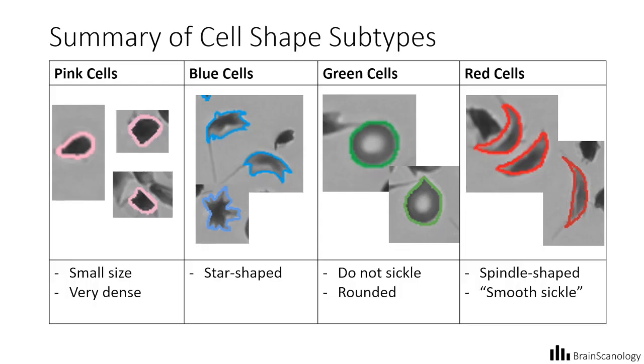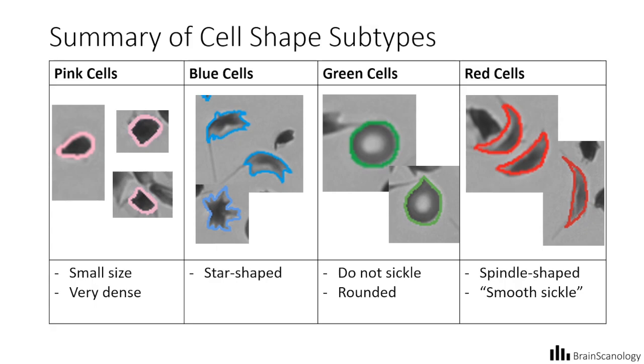Sickle cell disease is a genetic disease which causes red blood cells to become deformed or sickled. We identified 4 shape subtypes in the sickle cell images provided by Dr. Eaton and Dr. Selmer. These shape subtypes were each identified by a color assigned during the preparation of these cells for analysis. The cells categorized as pink cells were small in size and were very dense.